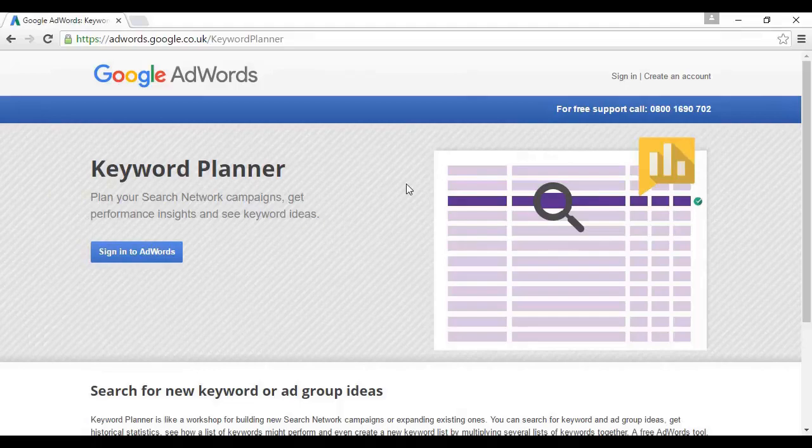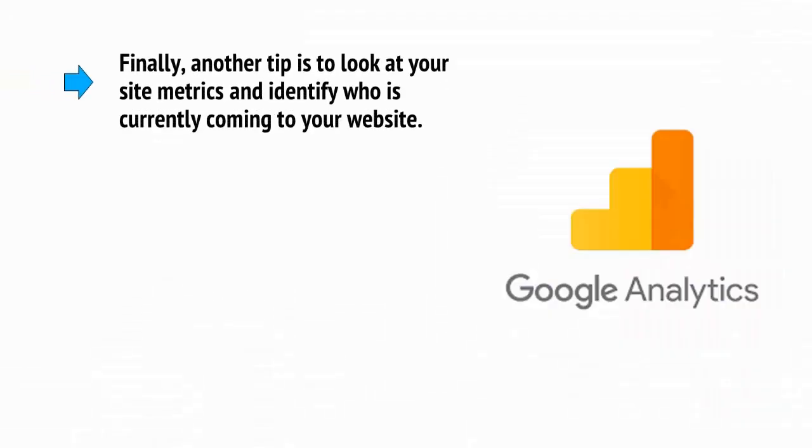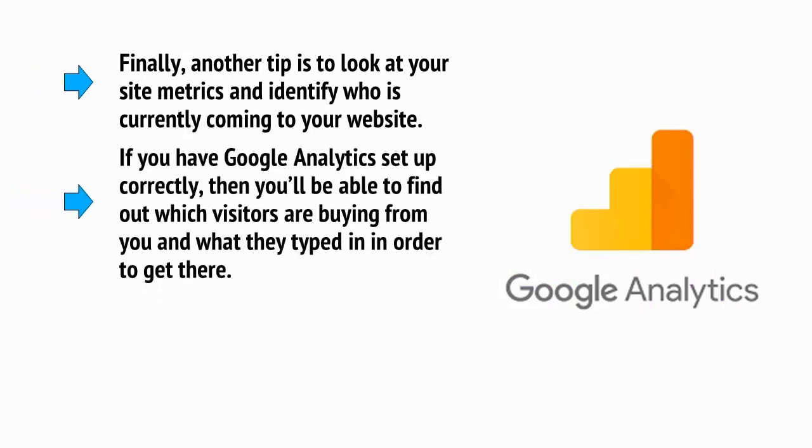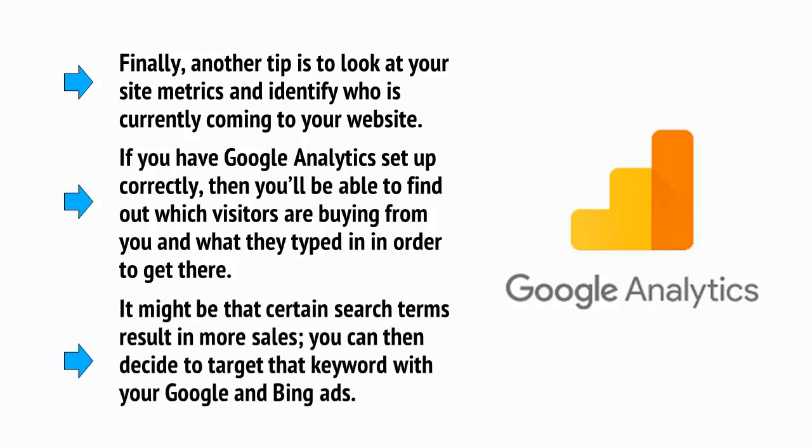Finally, another tip is to look at your site's metrics and identify who is currently coming to your website. If you have Google Analytics set up correctly, then you'll be able to find out which visitors are buying from you and what they typed in order to get there. In other words, it might be that certain search terms result in more sales, or goals in Google parlance, and you can then decide to target that keyword with your Google and Bing ads.